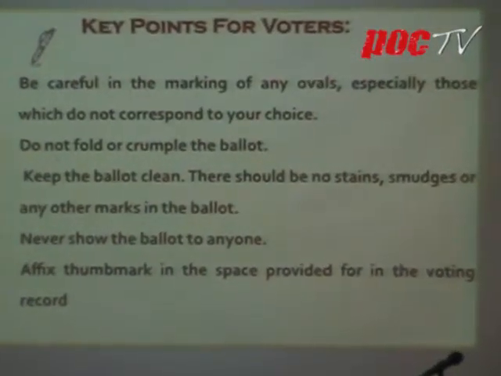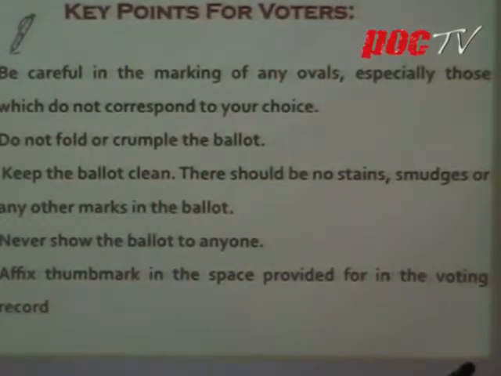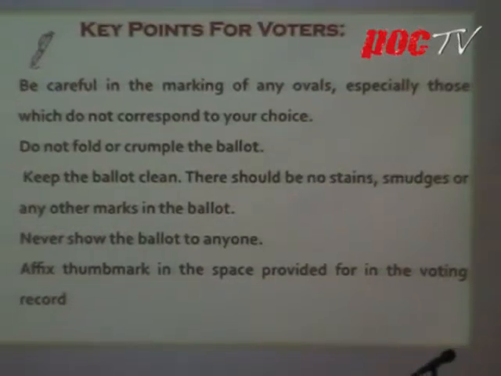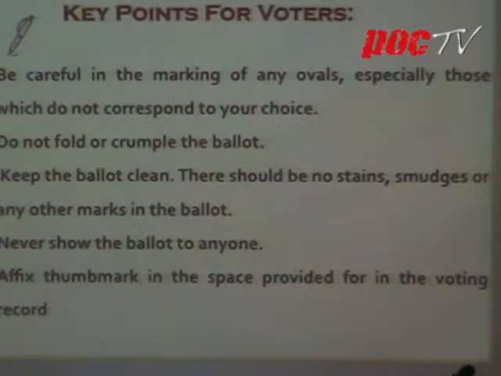Key points for voters: you have to be careful that this ballot is clean, that there's no markings there. Do not crumple the ballot. Never show the ballot to anyone. That's an election offense. You have to affix your thumb mark in the space provided for in the voting record. Please be reminded that you only have one ballot. So once you accept that ballot, you have no choice but to live with it.